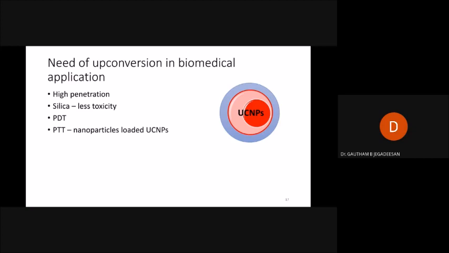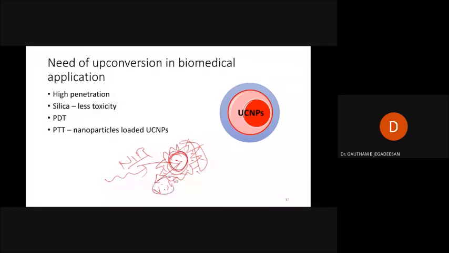Next one is PDT, photodynamic therapy. That is also one of the advantages because you can have a porous silica on the surface. Just consider this is an upconverting nanoparticle having porous silica on the surface. You can just introduce a photosensitizer into the porous silica. Now, it will be targeted. Once it targets the specific region, you can just pass NIR radiation. NIR will be converted into visible light by this upconverting nanoparticle. That visible light will be taken up by the photosensitizer, which will produce reactive oxygen species. That reactive oxygen species will kill the diseased cell.